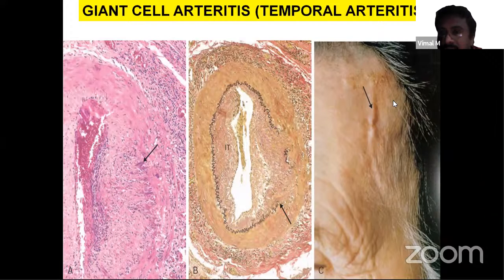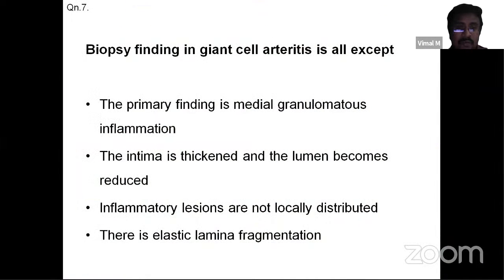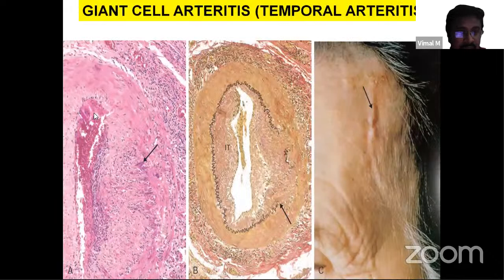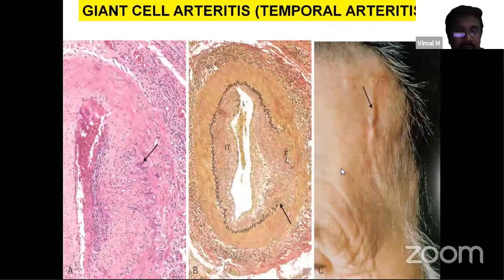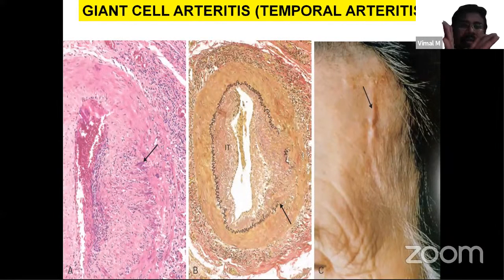Actually, clinically the patient will be having thickening of the temporal arteries. Coming back to the question, the primary finding is medial granulomatous inflammation. Yes, in the tunica media you have this granulomatous inflammation. The intima is thickened and the lumen becomes narrowed. See here, the intima is thickened so that the lumen is narrowed. You can see hardly any lumen here. Because of the lesion, the lumen is compressed.